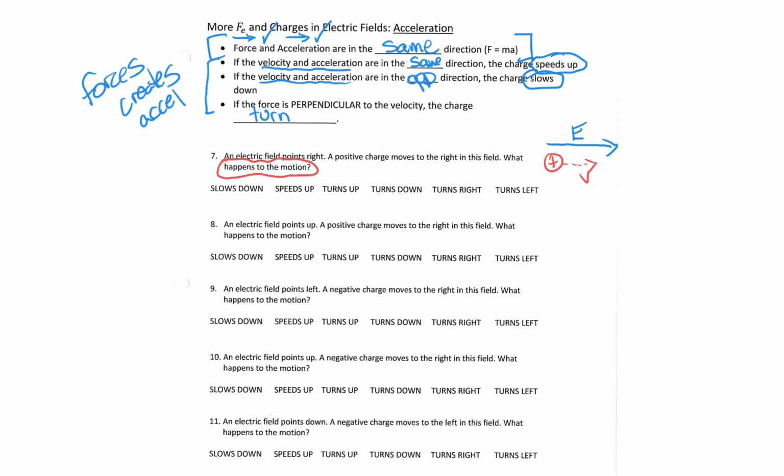And none of the options are to stay constant. It either slows down, speeds up, or turns. Well, here's the process. Positives get pushed to the right, so their force and their acceleration are to the right. And now you look at the direction of the velocity and you look at the direction of the acceleration, they're both to the right. They're going to speed up.